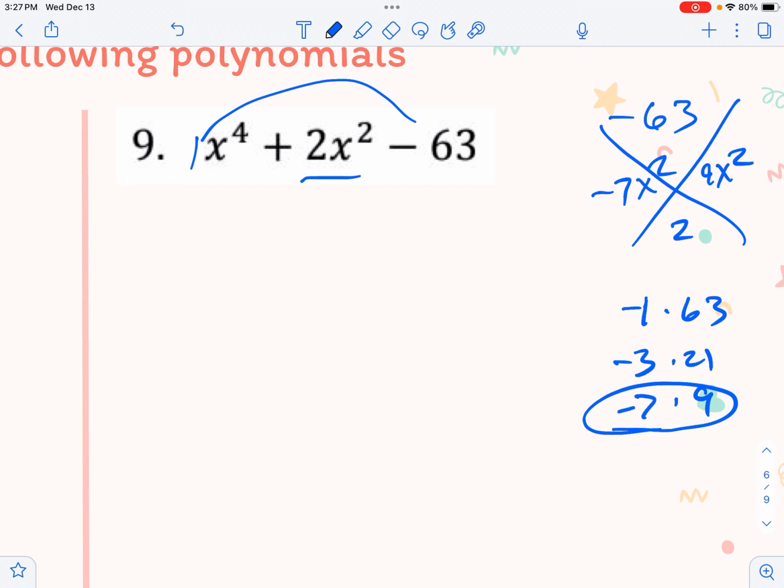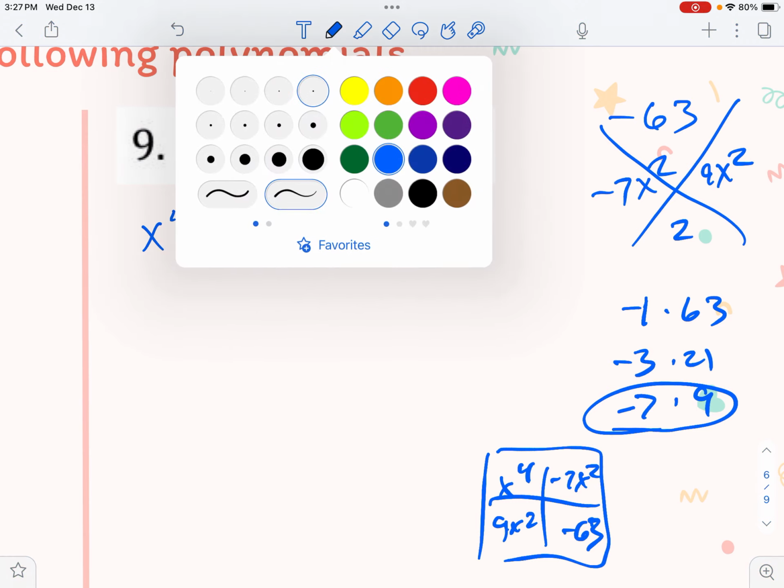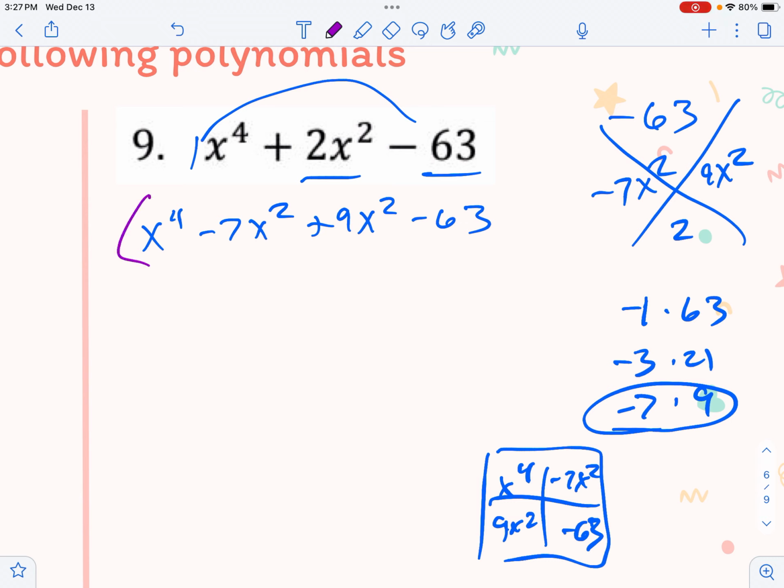Okay? If you want to do box, go ahead, box it up. This is x to the fourth, your first term, and negative 63, negative 7x squared, and 9x squared. Go ahead and do that. I'm just going to do grouping. X to the fourth minus 7x squared plus 9x squared minus the 63 at the end. Grouping these up.